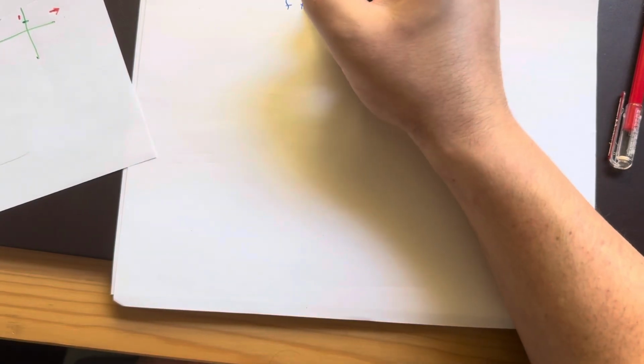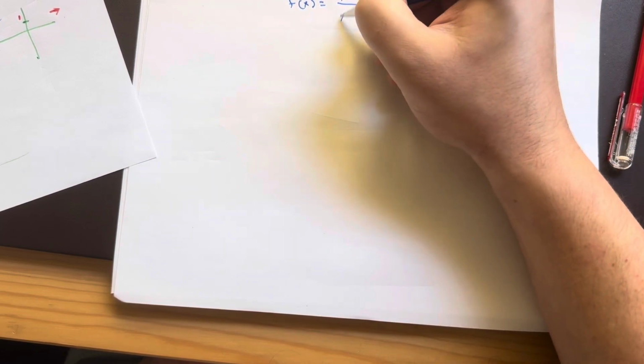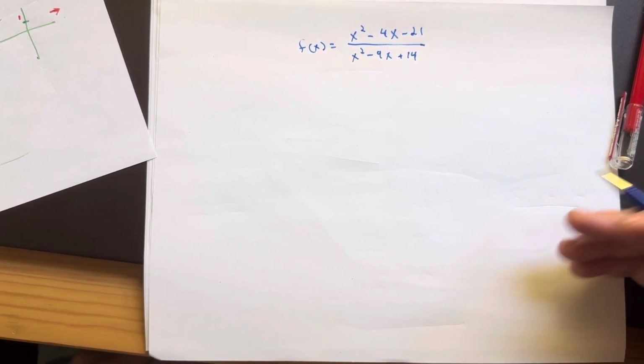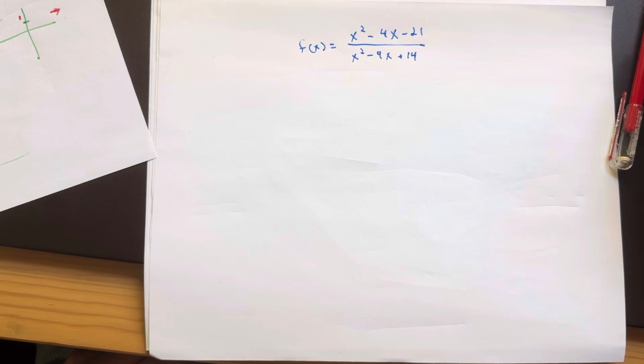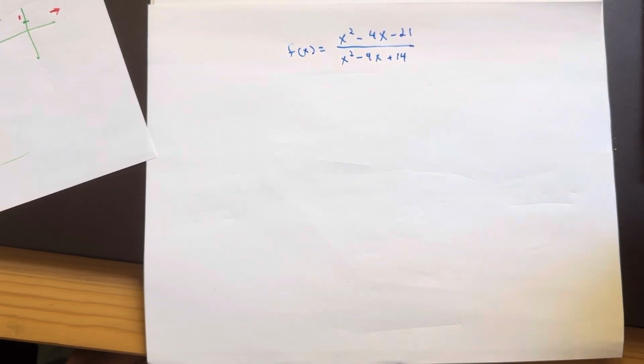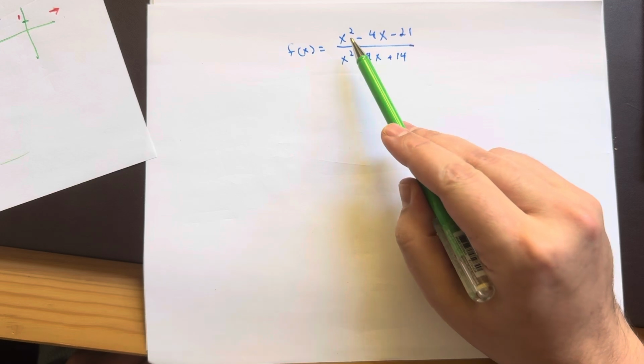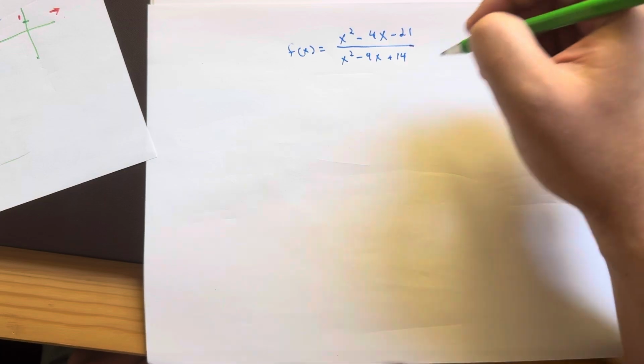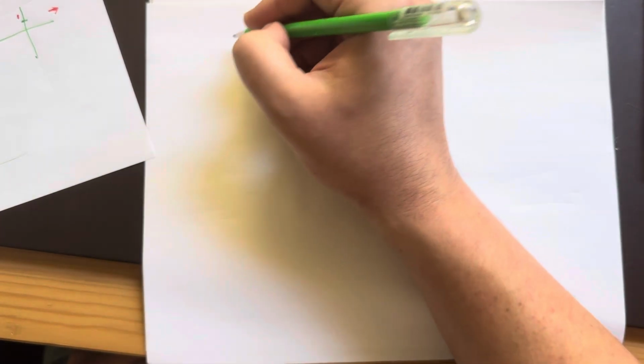Let's talk about holes. I'm just going to copy this onto my next page. F of x equals x squared minus 4x minus 21 over x squared minus 9x plus 14. Now, for a lot of this, life is a little bit easier if this were in factored form. I see I've got x squared minus 4x minus 21. I need to think, what are two numbers that multiply to negative 21?